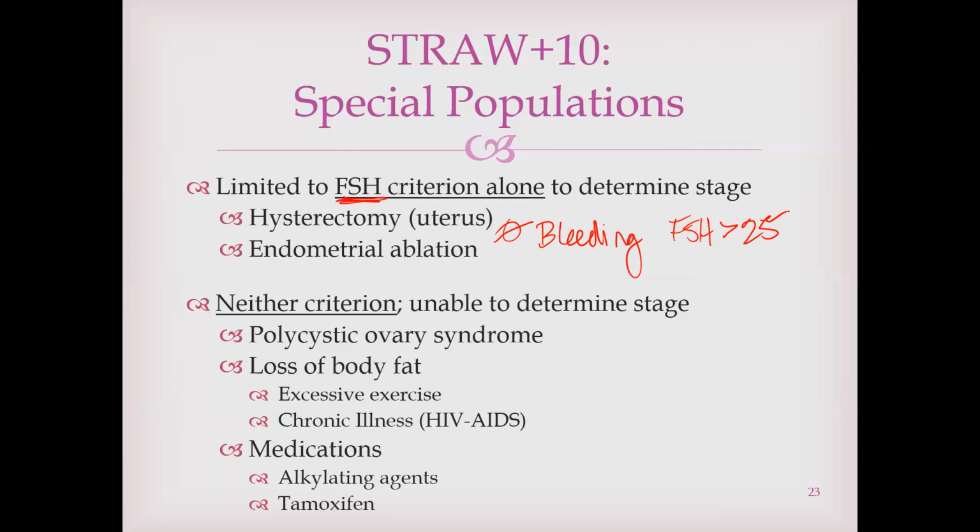Additionally, if someone has extremely low body fat or anemias, these can also cause her to not have proper bleeding, and so you may not be able to use these criteria. Specifically with body fat, we have excessive exercise, so extreme bodybuilders that have really low fat content, and then cachectic HIV/AIDS patients that have really low body fat also would not be able to use the criterion.